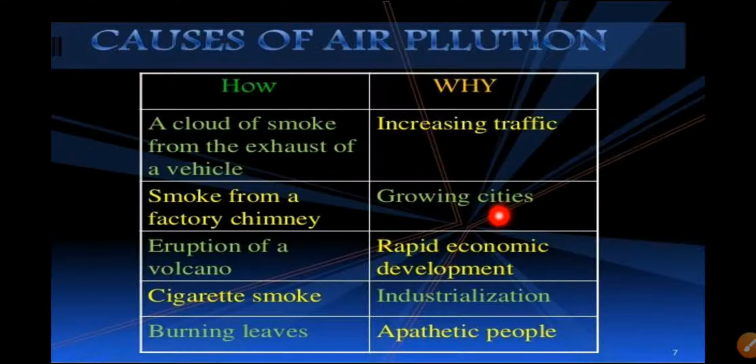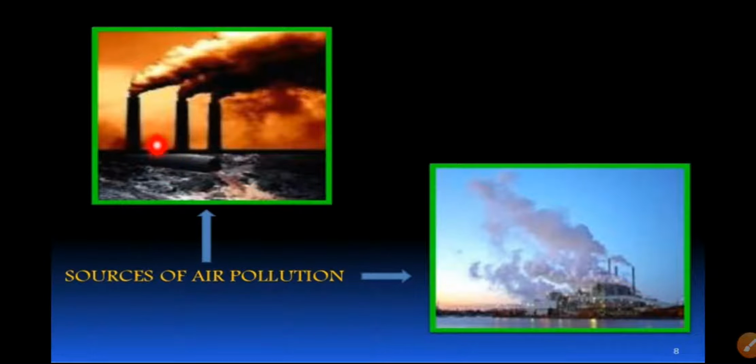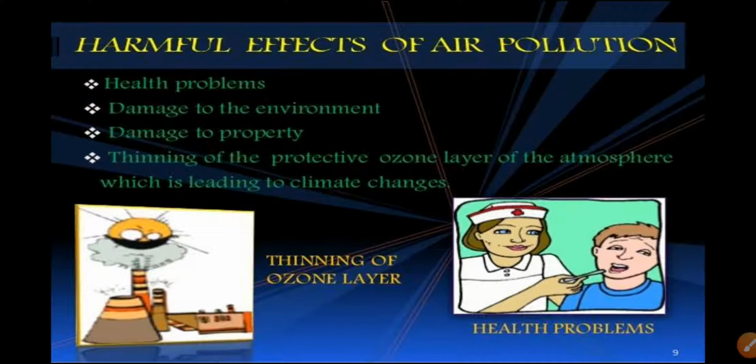Growing cities: the population is going on increasing, so that's why the number of cities is also growing. Rapid economic development and industrialization: many industries are getting established and they are releasing smoke and harmful gases in the air, so they are also responsible. And apathetic people. All these are responsible for air pollution. Here you can see the source of air pollution through the chimney. The harmful gases are released here from this plant or industry. Harmful gases are released in the air.